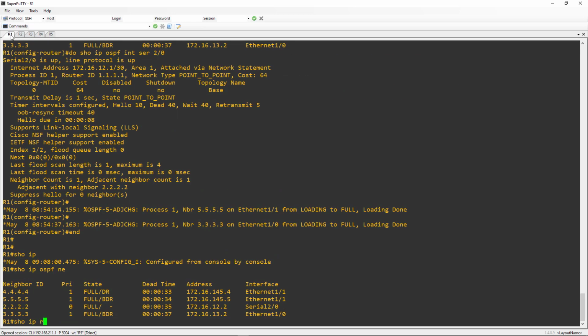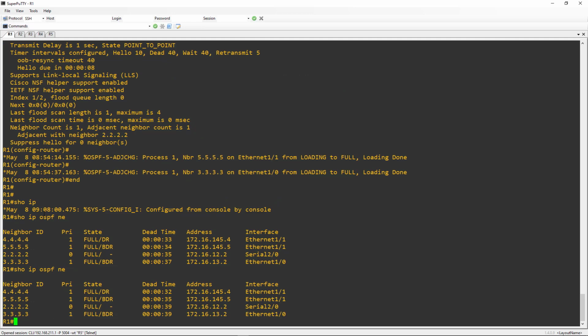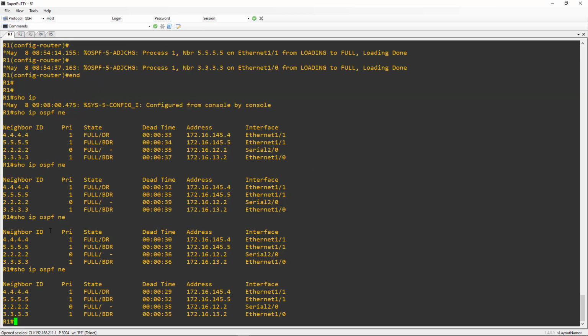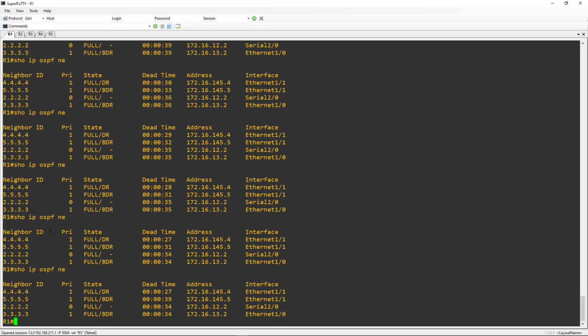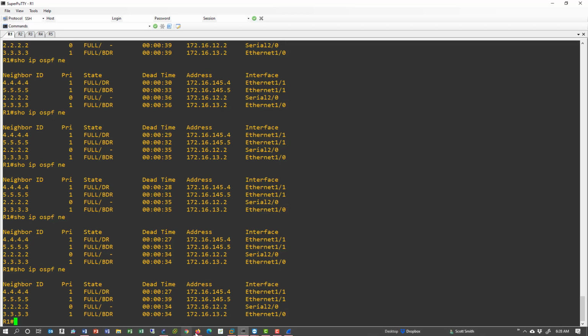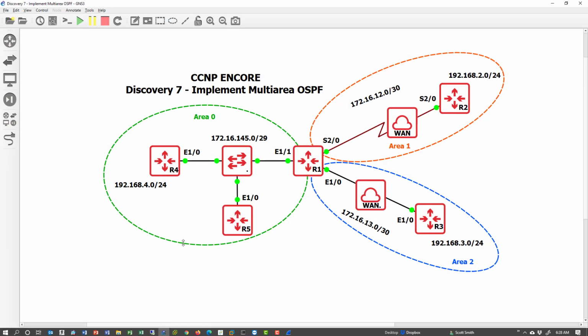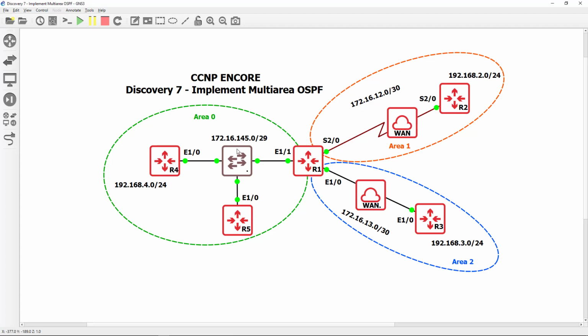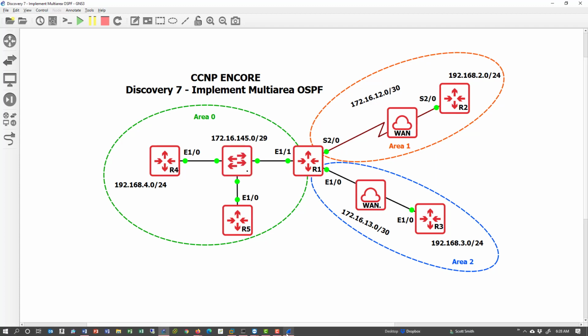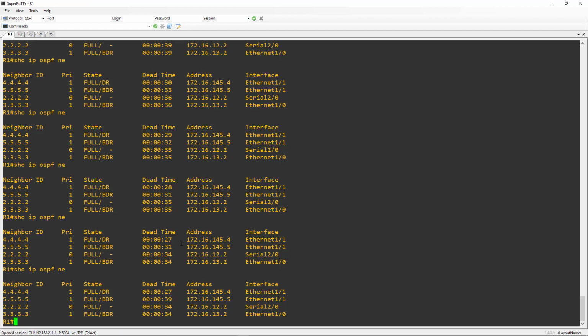That election process happens automatically. All right, but again, it's non-preemptive, meaning that just because router 4 came back and it was the DR previously, it's lost its role as the DR, and it just has to wait now until router 5 fails, and in this particular case, until router 5 and router 1 fail. All right? So just something to keep in mind.